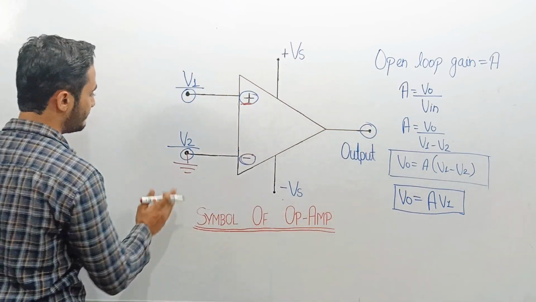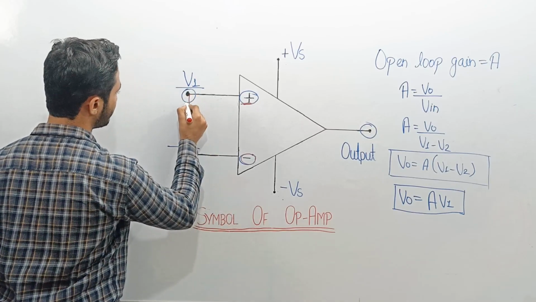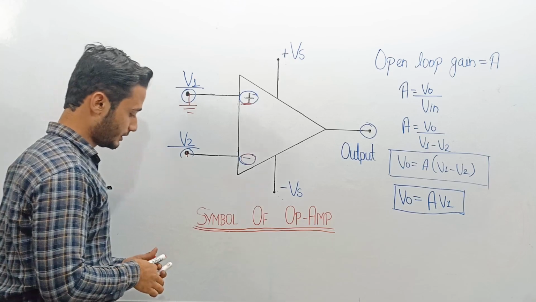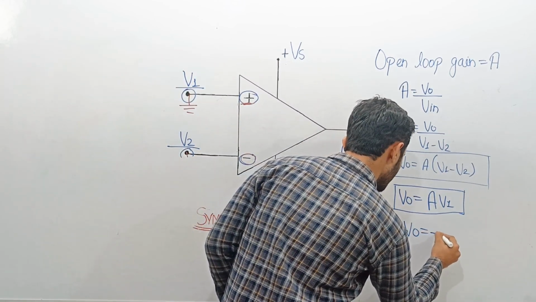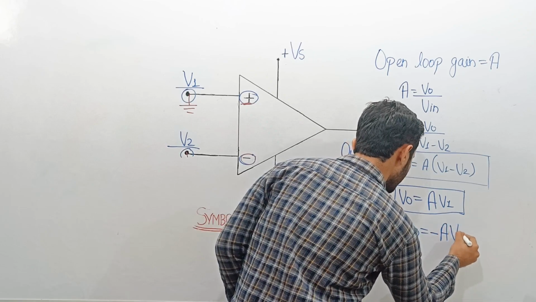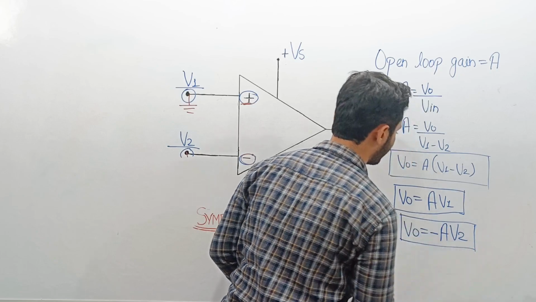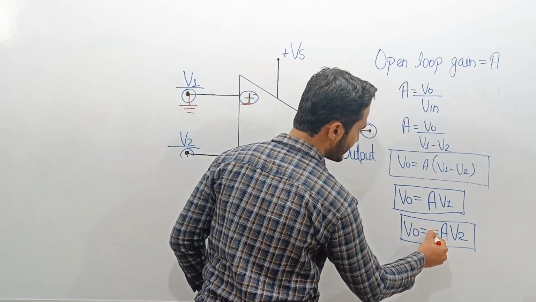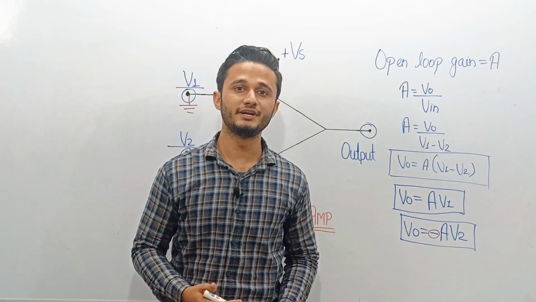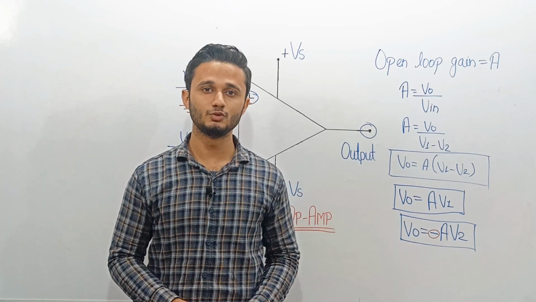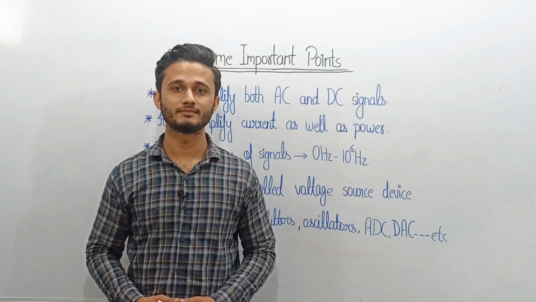Now, if the input is applied only at this negative terminal and this positive terminal is grounded, then the output expression becomes V output is equal to minus A times V2. V1 has become 0 since we have grounded it. The negative sign in the output expression shows that the phase of the output has been shifted by 180 degree with respect to the input, or we can say that the output has been inverted.